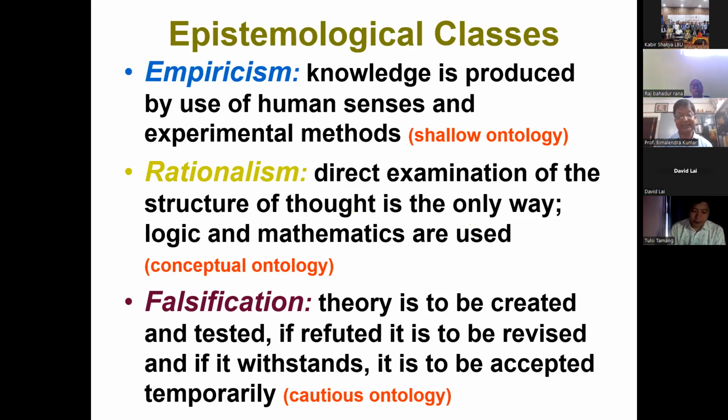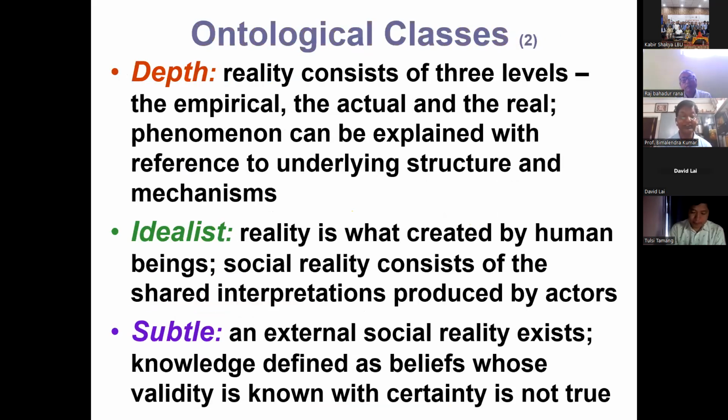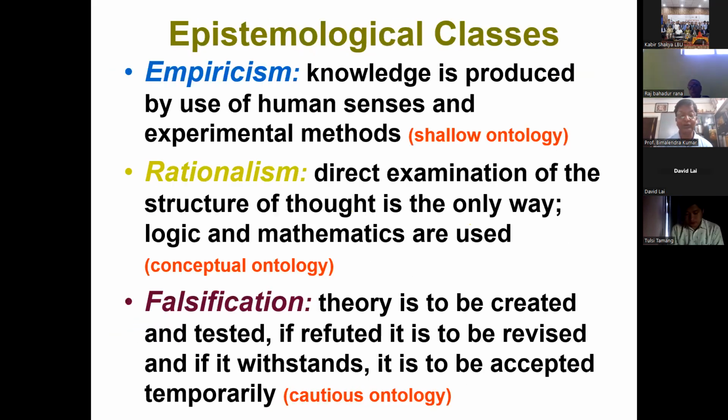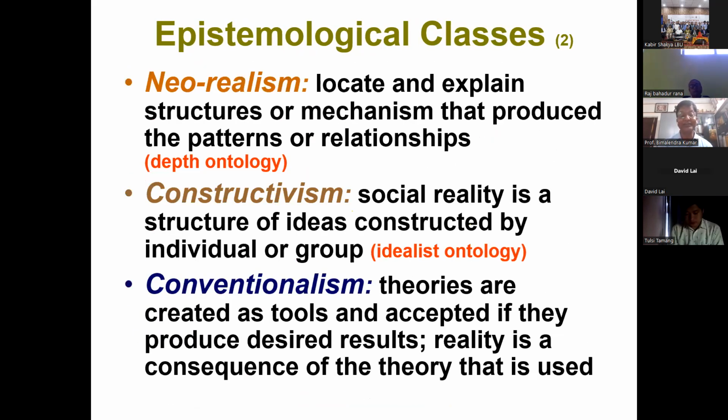And then falsifications. We have seen how the theory is to be created and tested. If refuted, it is to be revised, and if it withstands, it is to be accepted temporarily. That is the cautious ontology. Here, cautious ontology is that there is an independent reality, but beyond human capacity to perceive it accurately. The act of observing is an interpreting process. So, how are the things related with this?